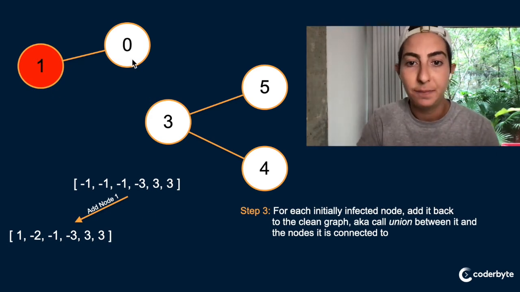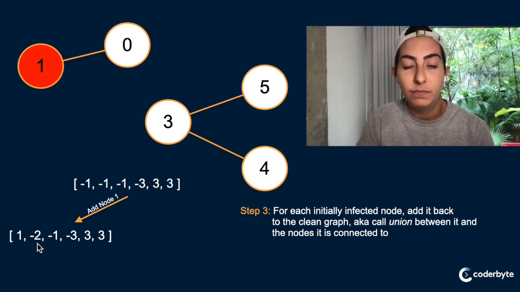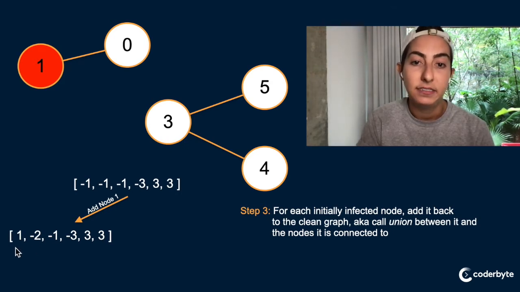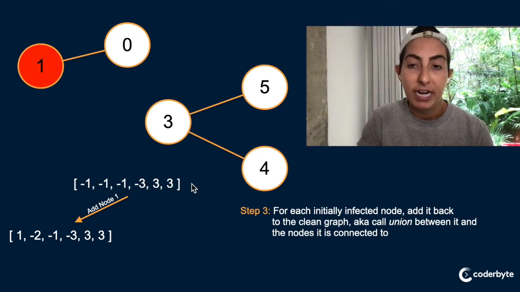So we add it, and we can see here that 0 now has a parent of 1, and 1 has one child, 0. So, okay, that's great. The rest of the graph stays the exact same.